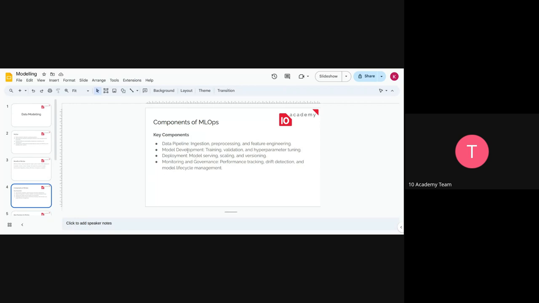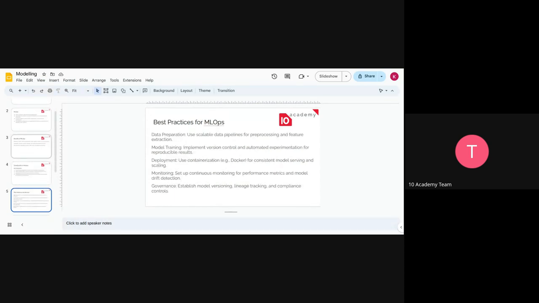And then you're gonna have model development. So you're gonna start with training it, you're gonna have validation, and you're gonna be tuning it just to bring it to your liking, right? So training, validation, and tuning. So after that, you're gonna deploy it and monitor it. So these are the key components of MLOps.